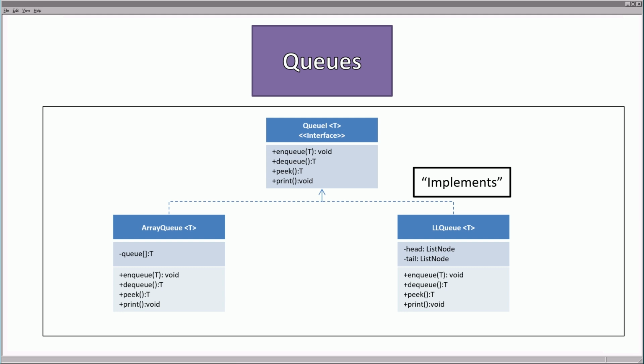Now, in order to use this, we're going to use this structure called an interface, which basically acts as a set of rules for any class that implements those interfaces. Now, as we have this relationship that this array queue and this linked list queue implements, this ensures that every implementation of this interface will have these methods built into them. So this array queue will enqueue and dequeue elements based on an array, and this one will enqueue and dequeue elements based on a linked list.